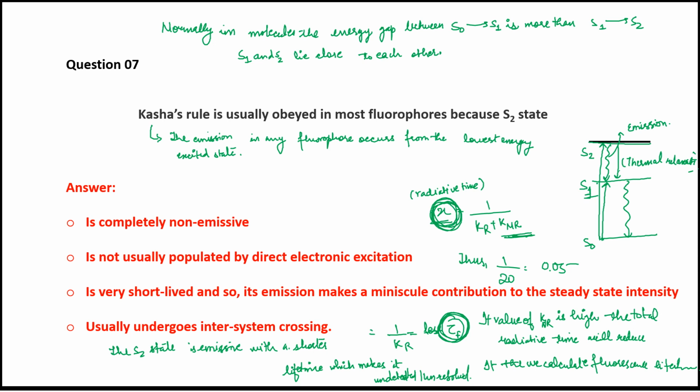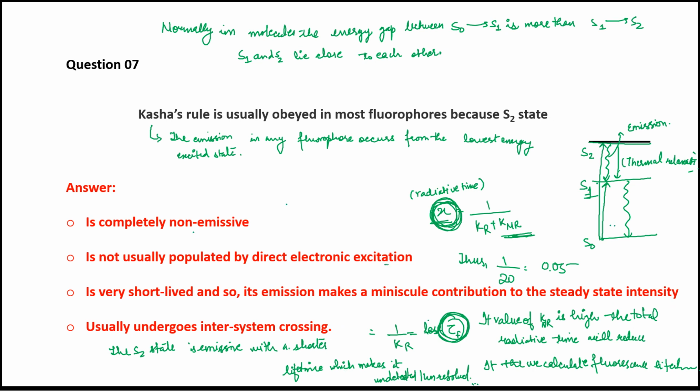What are the options they have given here? The first option is that it is completely non-emissive, then is not usually populated by direct electron excitation, is very short-lived and so its emission makes a minuscule contribution to steady state intensity, and usually undergoes intersystem crossing. Basically, here we have eliminated the point of intersystem crossing, as we are just talking about the internal conversion.